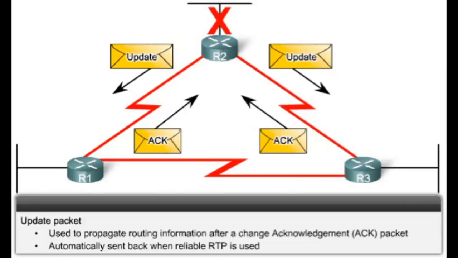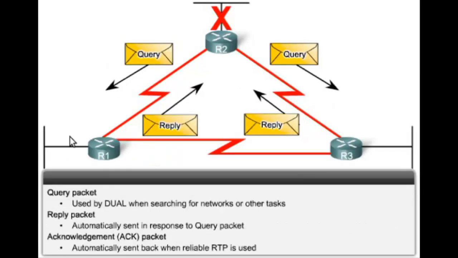Acknowledgement packets are sent when reliable delivery is used. Reliable delivery is used for update, query, and reply. The diagram shows queries used by DUAL when searching for neighbors and other tasks. We use reliable delivery for every query, so there is an acknowledgement. For every reply, there is an acknowledgement.